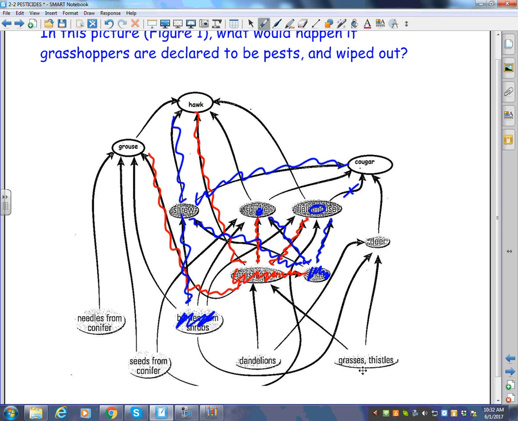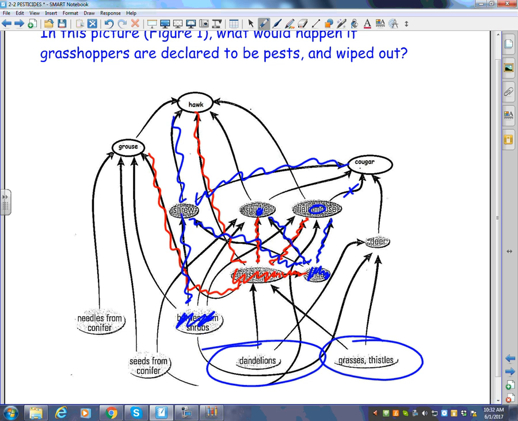Dandelions and thistles. So now, according to this, half the dandelions go to grasshoppers. So what's going to happen to the amount of dandelions? They're going to expand, increase. Nobody likes dandelions, right? Grasses and thistles might expand too, right?